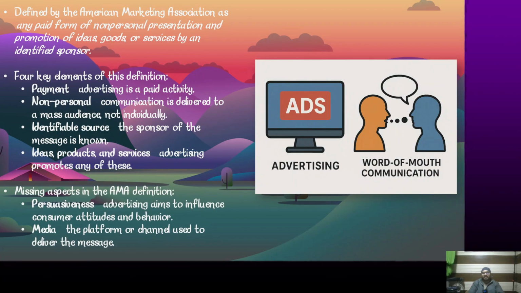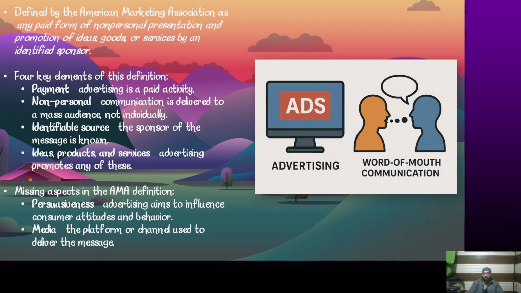But lately, two more elements have been added to the definition of advertising. First and foremost, advertising has to be persuasive in nature. Now, in the last session, when we were discussing the promotional mix, we understood that in a promotional mix, spreading awareness about your product to the customer is not enough.